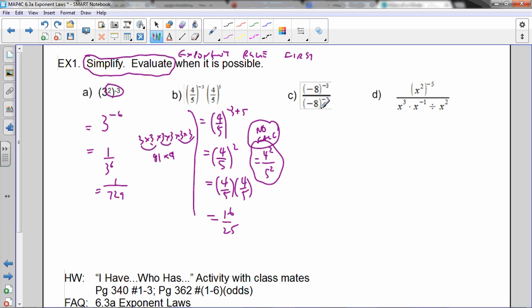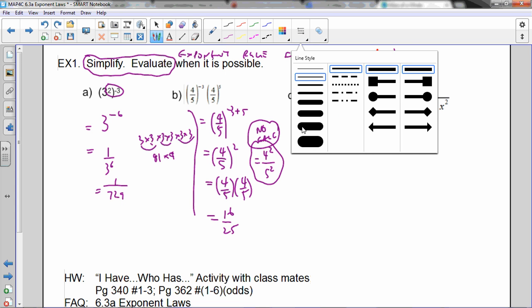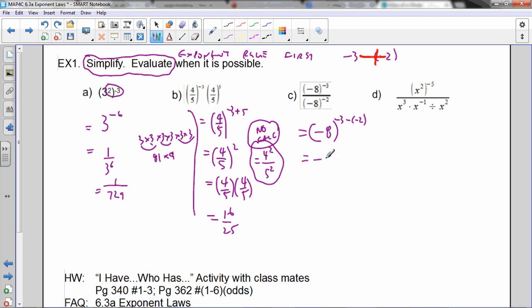This one neither. Okay? Two powers with the same base. I'm dividing, so I'm going to subtract the exponents. This exponent is negative 3, subtract negative 2. Well, that's maybe hard. When we see the two negatives like this, that's like subtracting integers. So it's negative, loss of 3, gain of 2. Loss of 3, gain of 2 is negative 1. So negative 8 to the exponent negative 1.